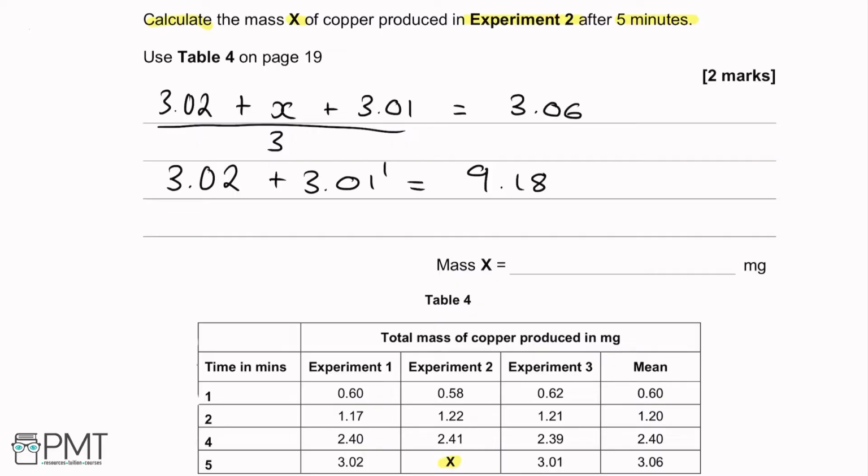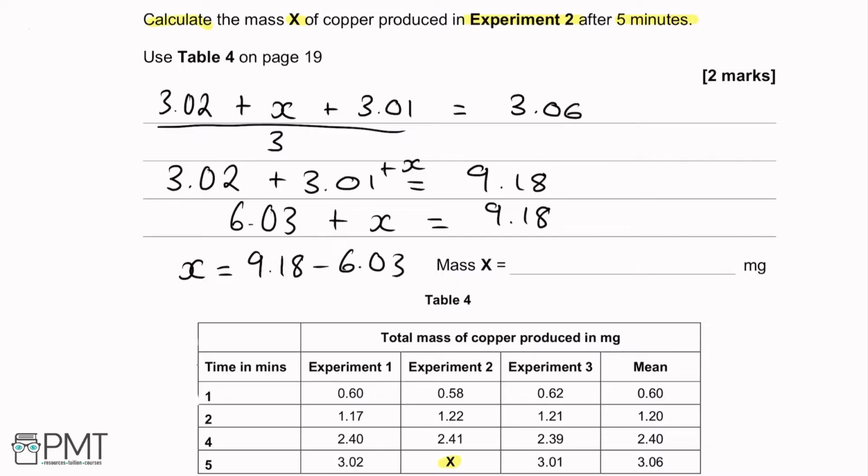Right, and that should be plus X as well on the left-hand side. So now we can simplify this, 3.02 plus 3.01, to give us 6.03 plus X equals 9.18. So therefore, X is 9.18 minus 6.03, which if you type in your calculator, gets you 3.15 milligrams. And that is the correct answer for 2 marks.